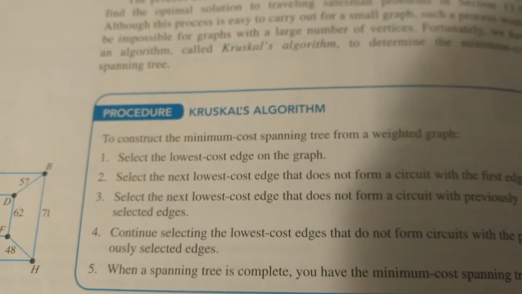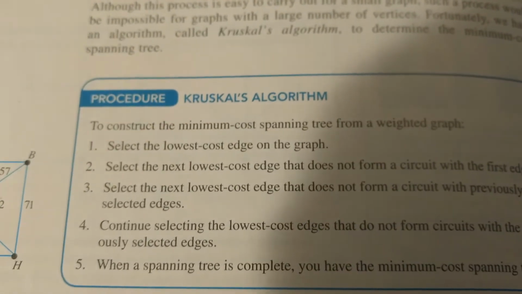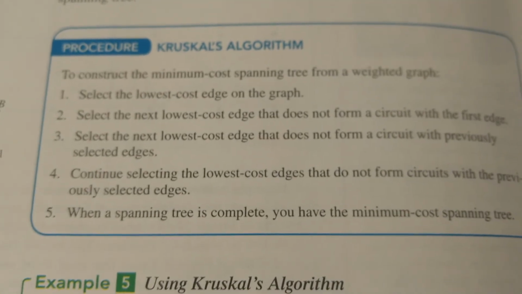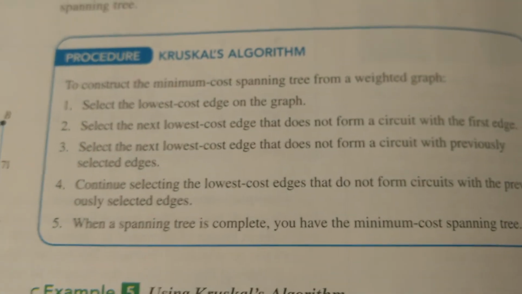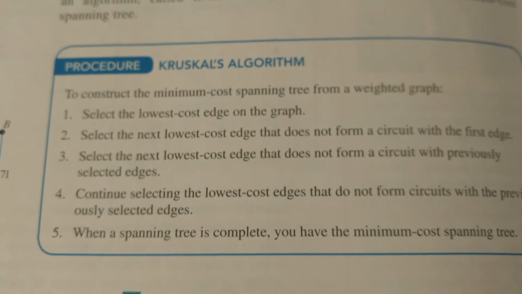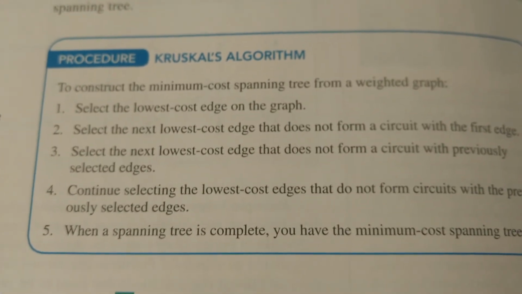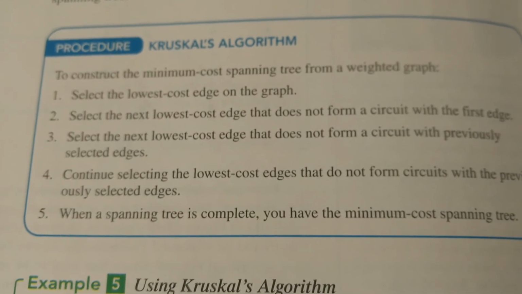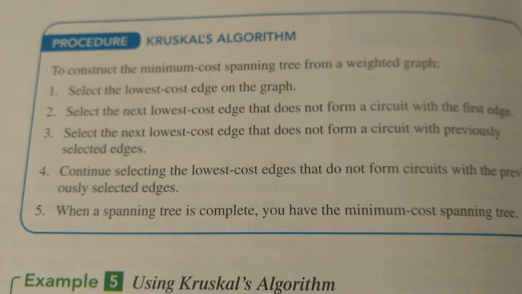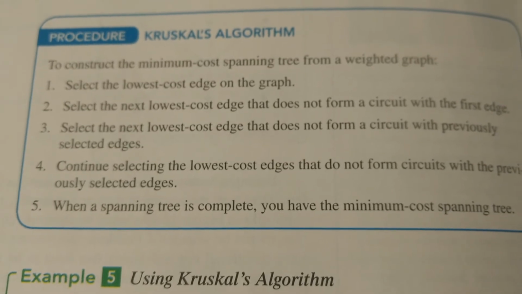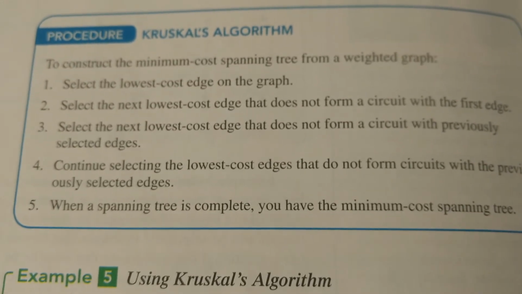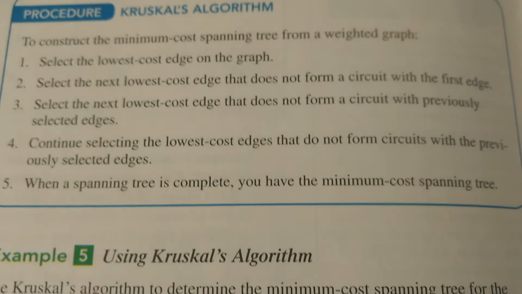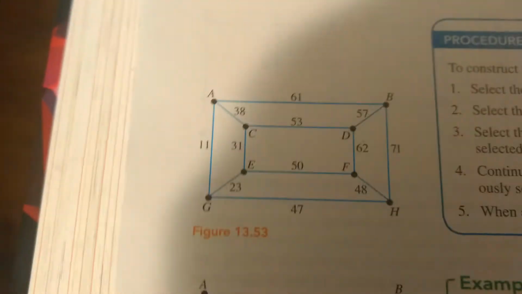Now we come to Kruskal's algorithm. It says to construct a minimum cost spanning tree from a weighted graph, select the lowest cost edge on the graph, select the next lowest cost edge that does not form a circuit with the first edge, select the next lowest cost edge that does not form a circuit with previously selected edges, and continue on. So here's an example here.